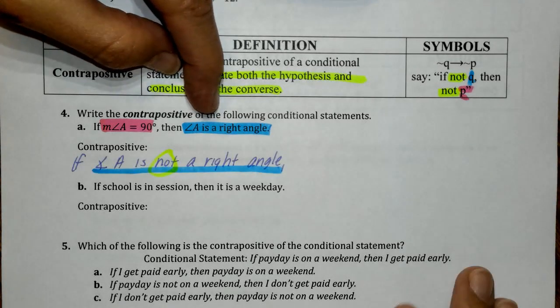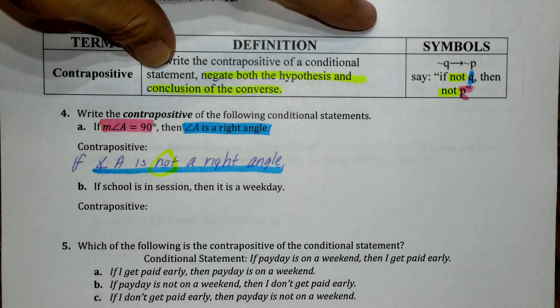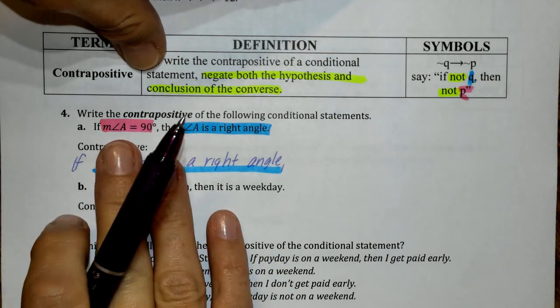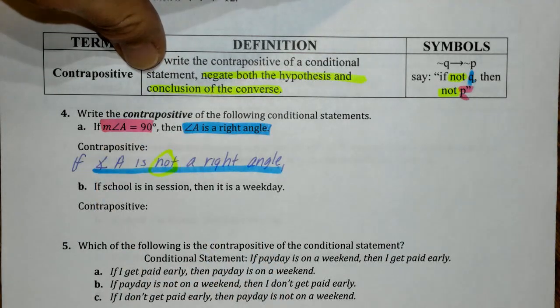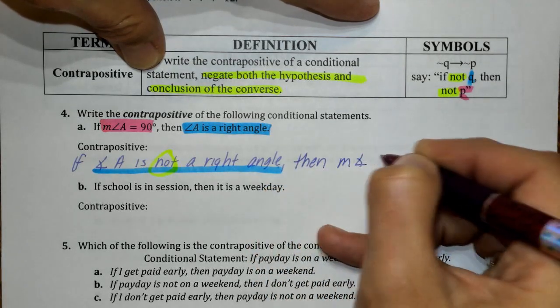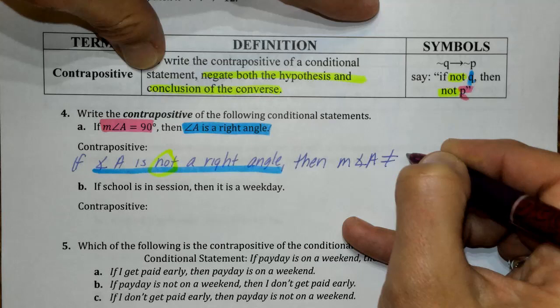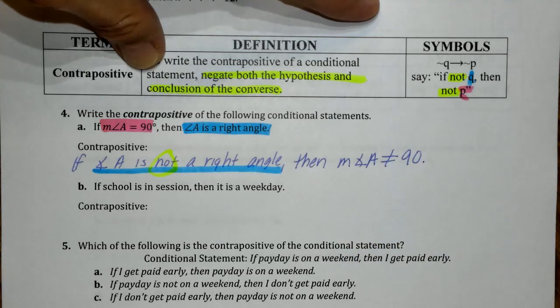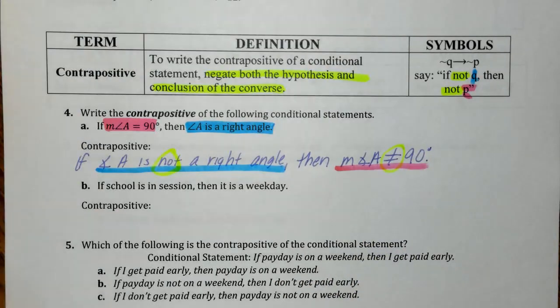And then our ending, after we take our hypothesis: instead of the measure of angle A is equal to 90, we say then the measure of angle A is not equal to 90. Don't forget your then. The measure of angle A is not equal to 90 degrees. There's our P and there's our negation.